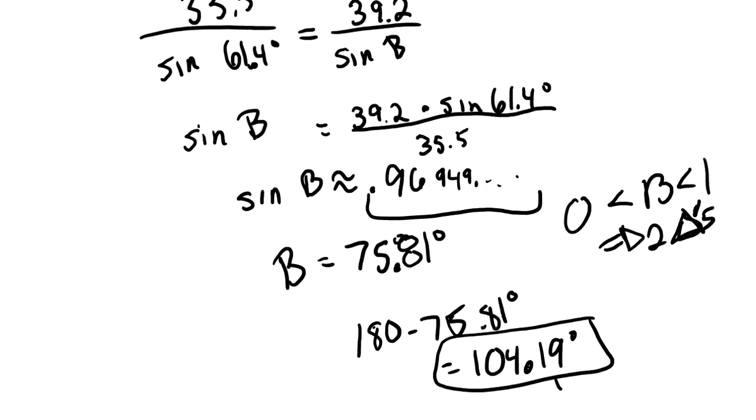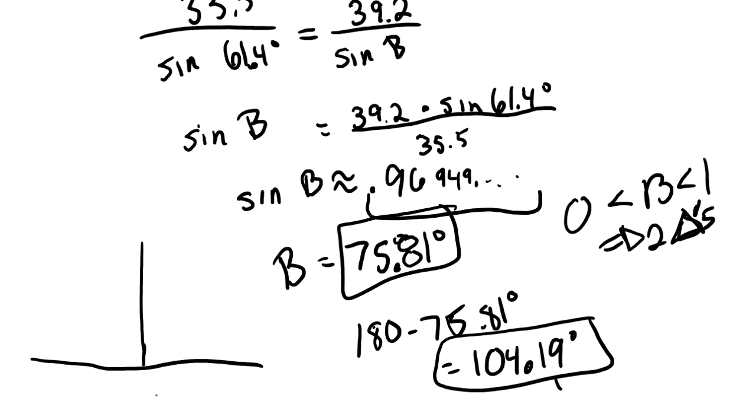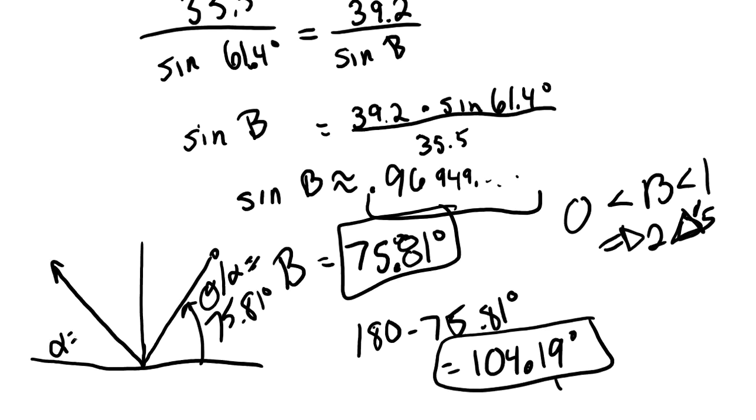And again, if you're wondering why we do that with 180, it's because sine is positive in the first and second quadrant. So if B is 75.81 degrees, that not only is the angle, but it's also the reference angle. And so sine would also exist over here with that same reference angle of 75.81. And to calculate what that full angle is, we do 180 minus the reference and get 104.19.